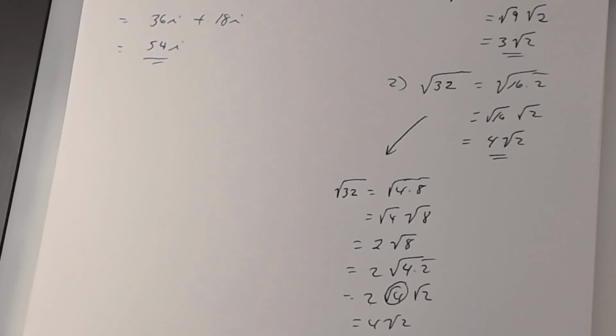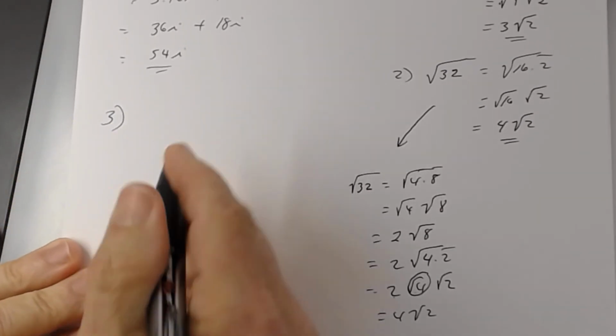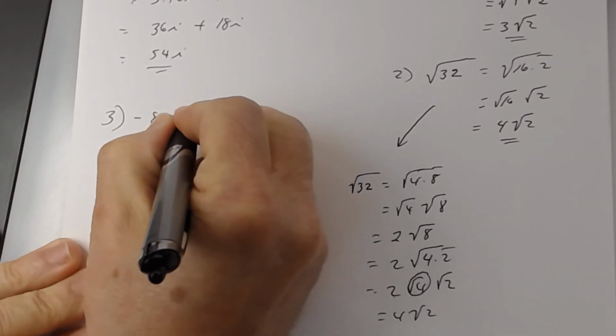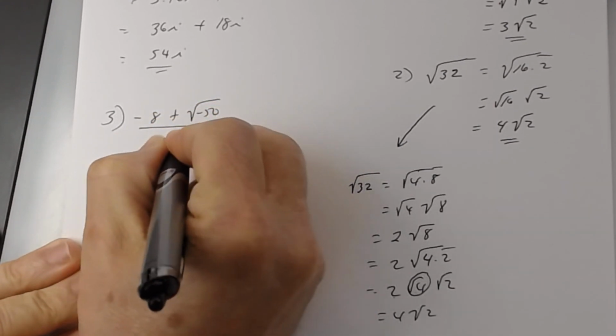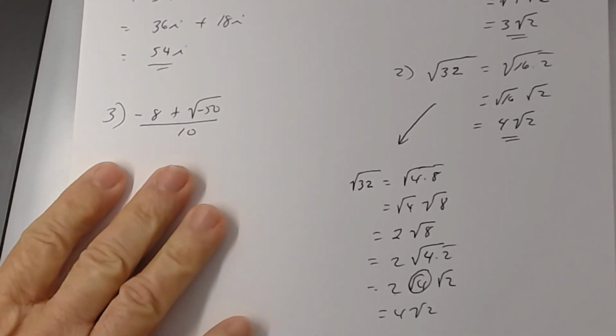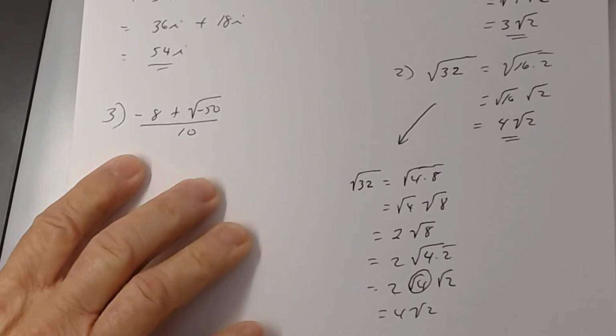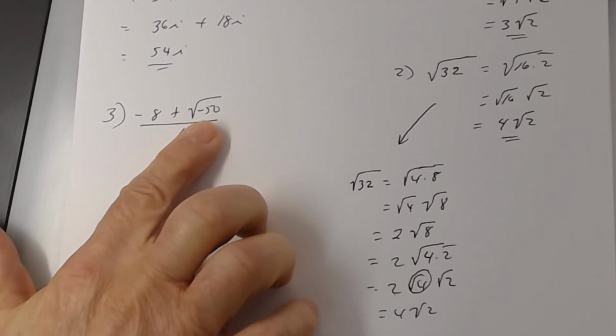All right, now, let's look at number 3. I have -8 plus the square root of -50, divided by 10. Now you're going to see this expression when we solve quadratic equations at the end of the period. So it's going to look like this, and so you want to simplify that square root if you can.